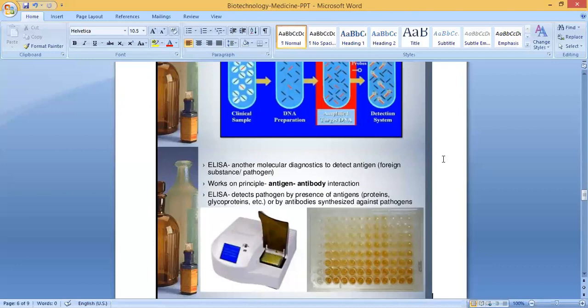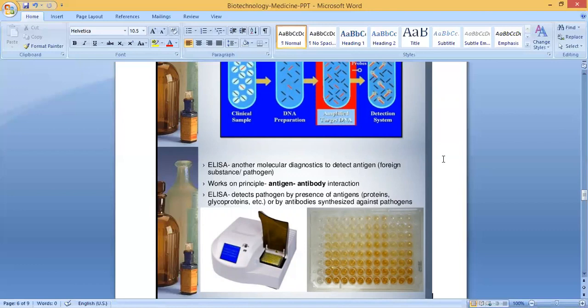The next, before we told one term, ELISA. ELISA is another molecular diagnostic method to detect antigen. What is meant by antigen and antibody? Suppose a virus enters the body, that virus is called antigen, and your body will produce some substance to kill that antigen. They are called antibody. So ELISA detects antigen, a foreign substance or pathogen that entered from outside. ELISA works on the principle of antigen-antibody interaction.